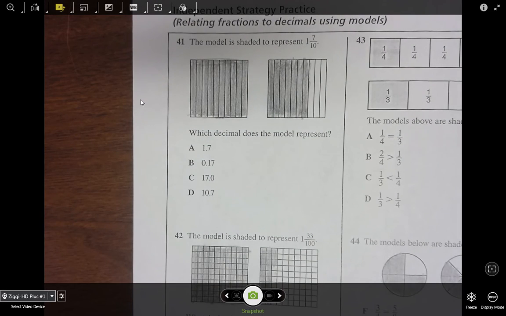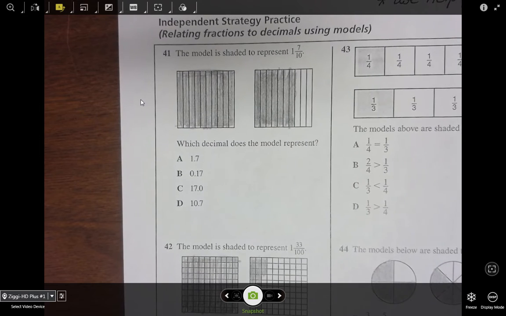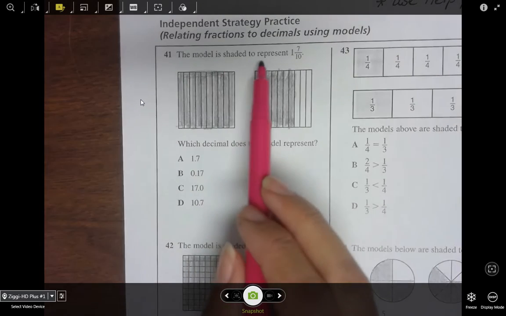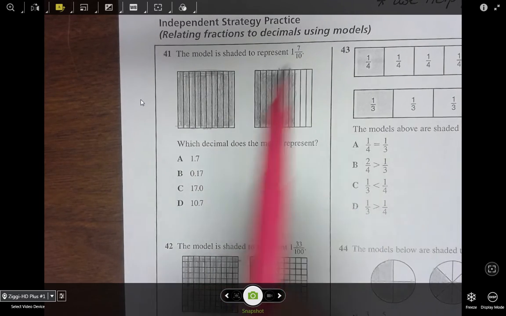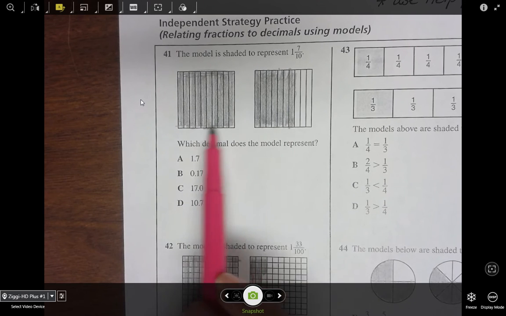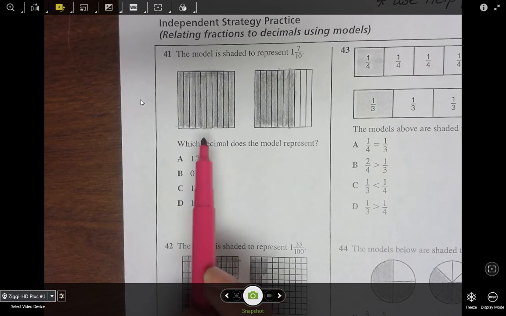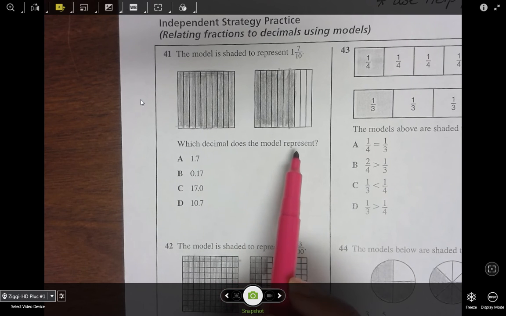These questions on the left side of your paper have to do with those decimals and fractions, and then 43 and 44 are going to be on comparing fractions, which is what we did yesterday. On 41, it says the model is shaded to represent 1 and 7 tenths. It was kind of hard to see on my worksheet, so I went ahead and shaded it in for you guys, but we don't even need that picture to help us, but since it's there, we're going to use it. It asks, which decimal does the model represent?